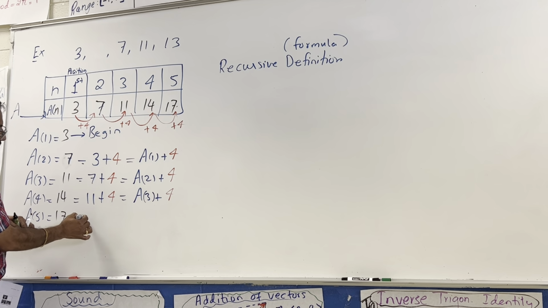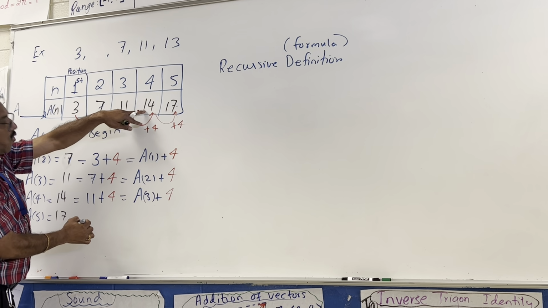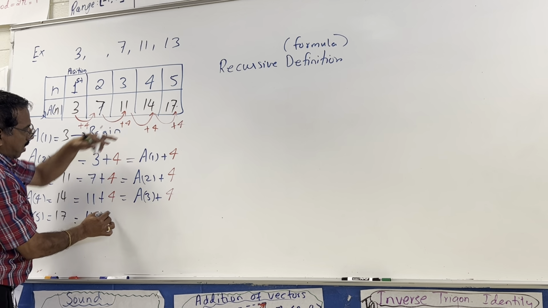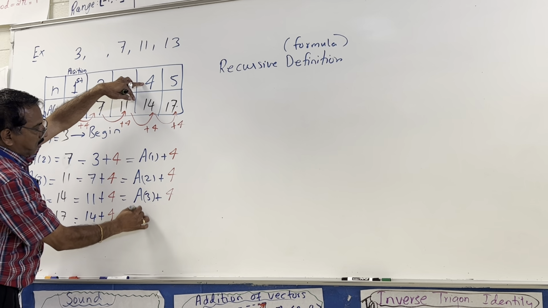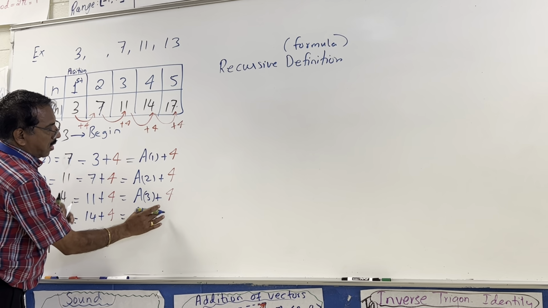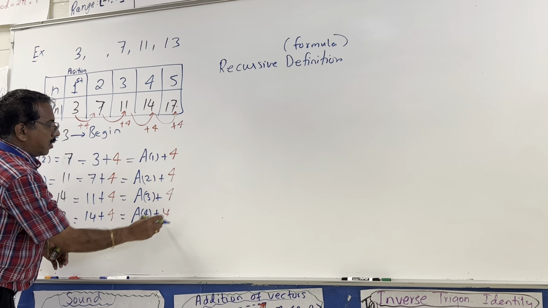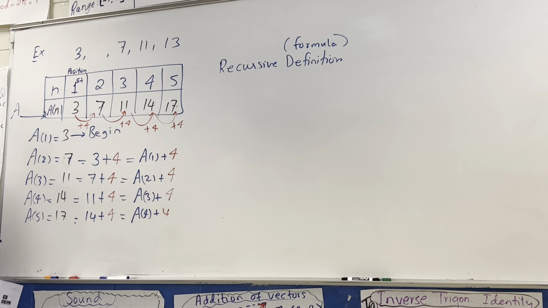So 17 is 14 plus 4, and 14 is at the fourth position, the A of 4, the previous one, and plus 4. So all this is done just to make you understand that this is where it begins, the very first position, and this is when n is 1. All this is when n is 2 and 3 and then 4 and 5 and so on, like this.